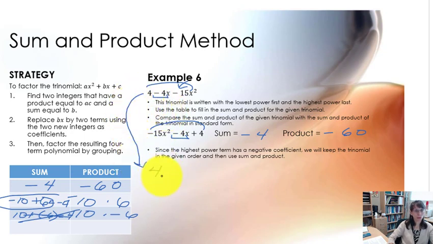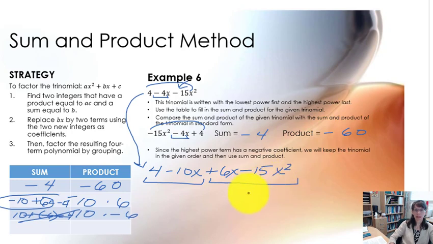So I'm keeping 4, then I'm replacing the middle with negative 10x plus 6x minus 15x². Now we're ready to do the grouping. Our first group is 4 minus 10x. The other group is 6x minus 15x². In that first group, I noticed 4 and 10 would have 2 in common, leaving 2 minus 5x. That means our other group must be identical, 2 minus 5x.